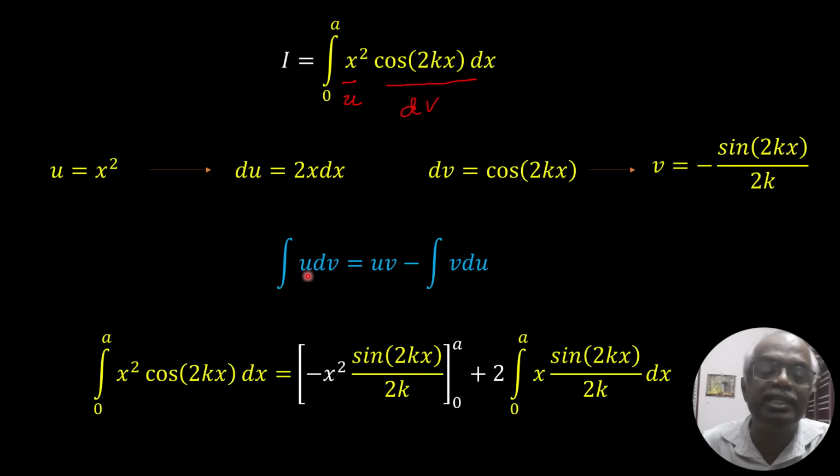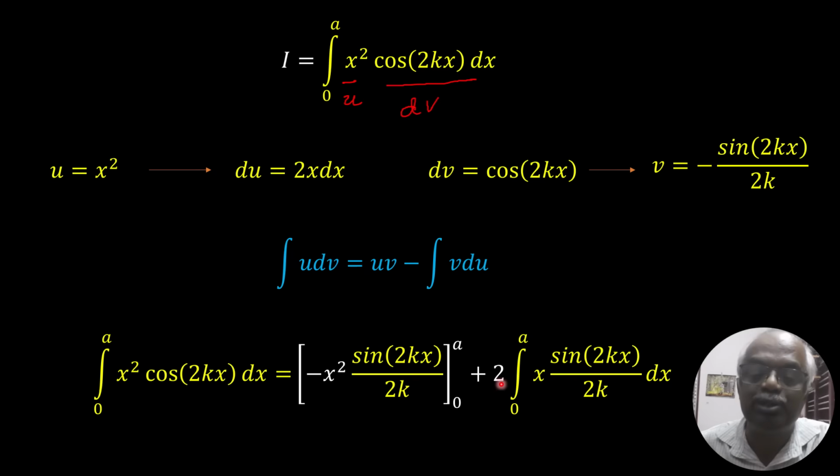Now the integral of u dv is equal to uv minus the integral of v du. So here u is x squared and v is minus sine 2kx over 2k, with limits 0 to a. I brought the minus first. Then next, minus v du. Since v has one minus, minus into minus will become plus.